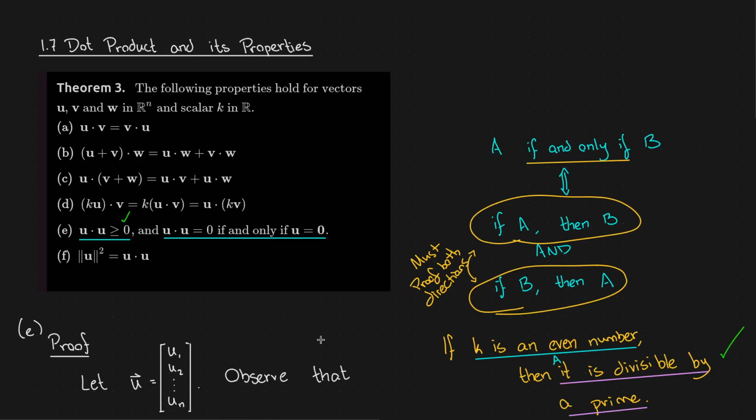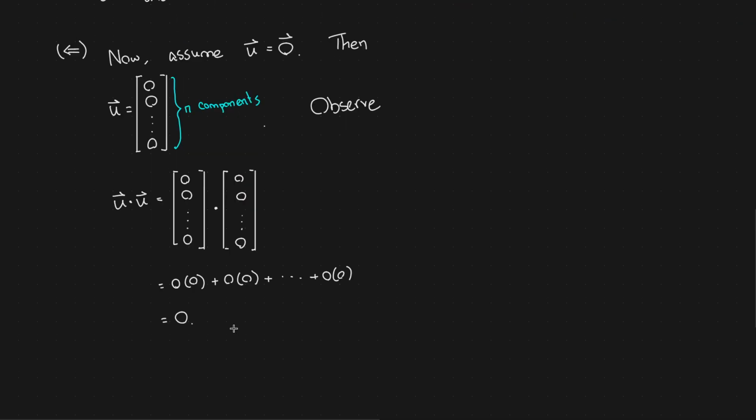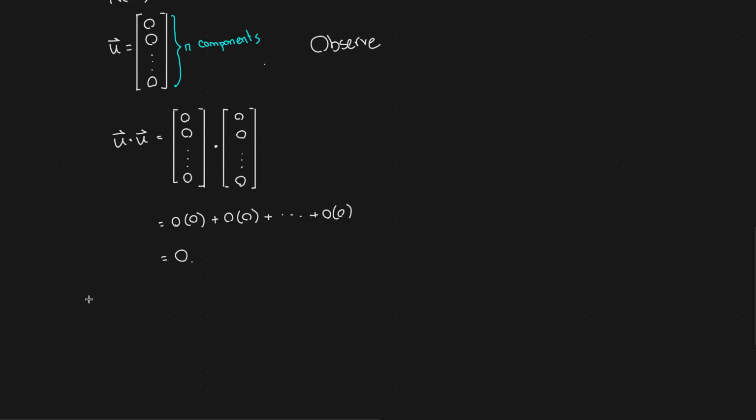Okay, I proved this direction. If u is 0, then u dot u is 0. I've still got one direction to prove. If u dot u is 0, then u is 0. Okay, so now I'm going to assume u dot u is 0. So now we look in this direction. So finally, assume u dot u is 0.